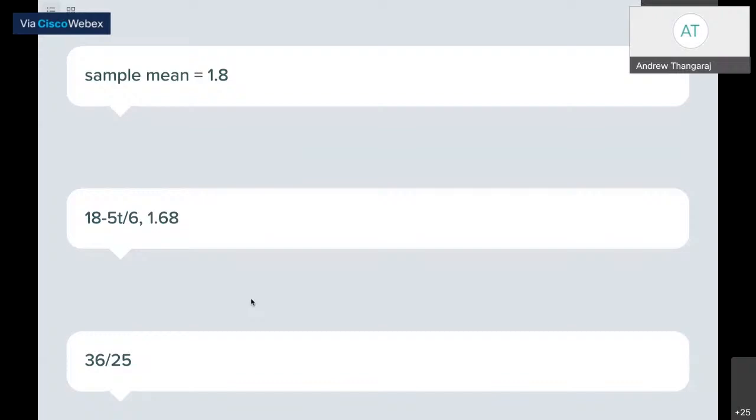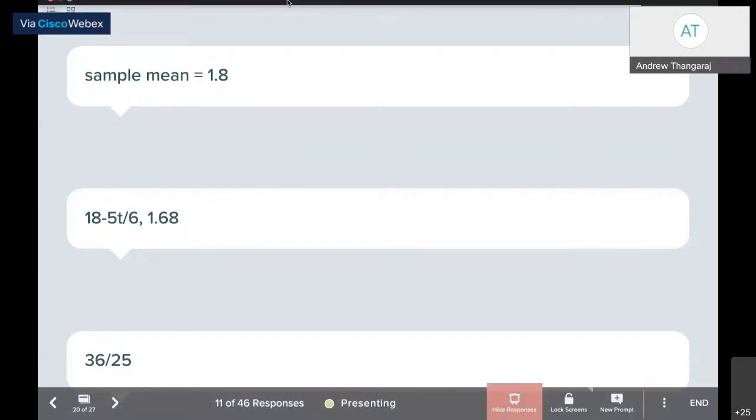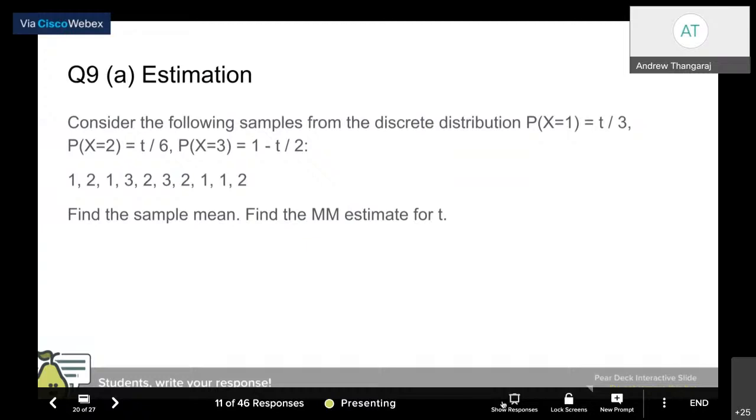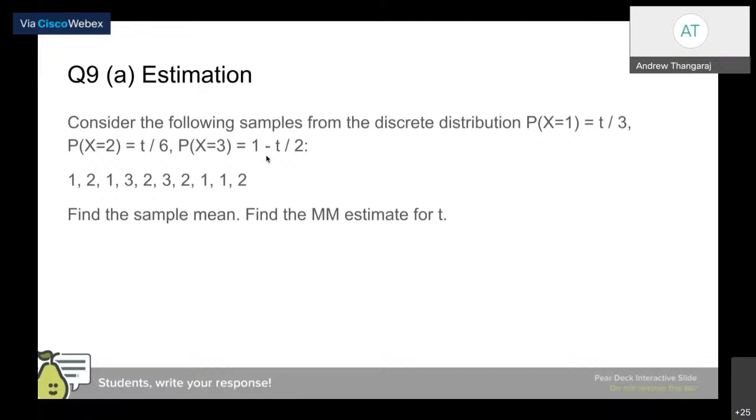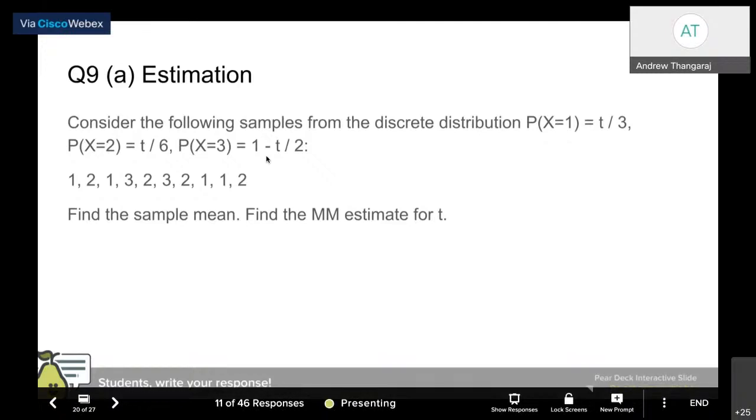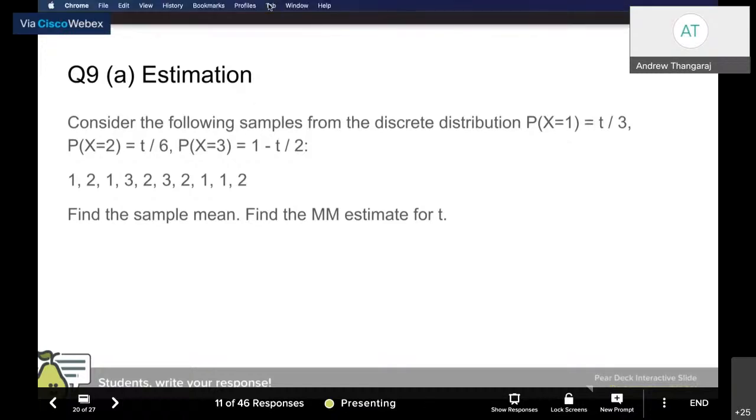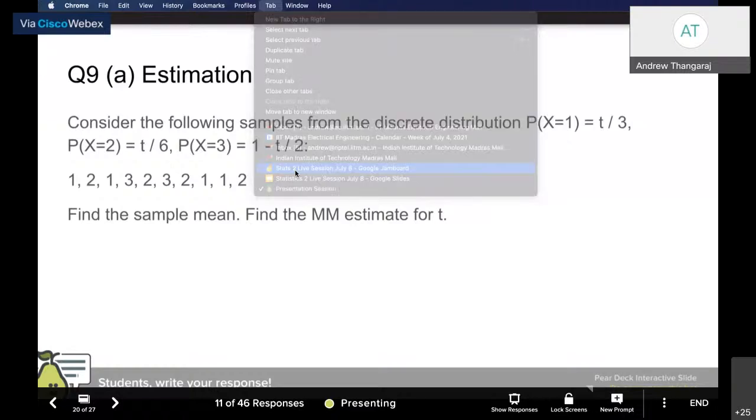Sum of probability gives inconsistent equation. What happened? Did I make a mistake? It's not a valid distribution? I think it's correct. No, t by 3 plus t by 6 is t by 2. And t by 2 plus 1 minus t by 2 is 1, isn't it? I think it's okay. Looks fine to me. All right. I think people have given quite a few answers here. So maybe I should show the solution that I have.